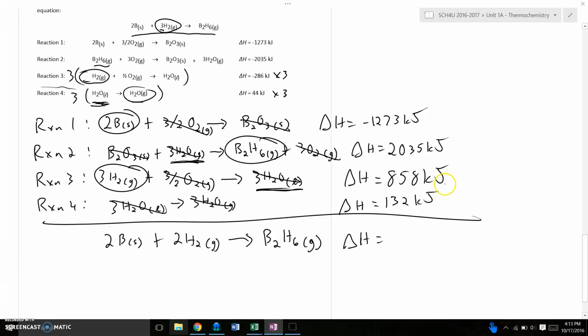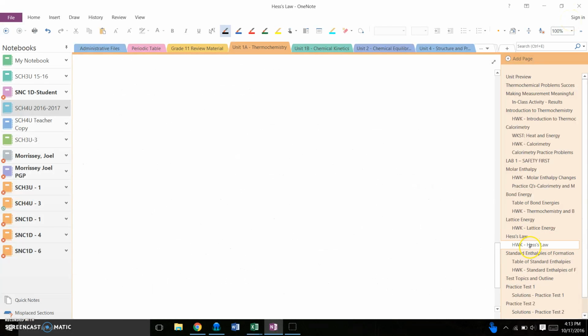Sorry, I'm just noticing that in multiplying by 3, I also dropped the negatives. So that's a mistake on my part. You should not drop the negatives when you do your multiplication. So if I add up all of these, taking into account the negatives, I end up with 36 kilojoules.